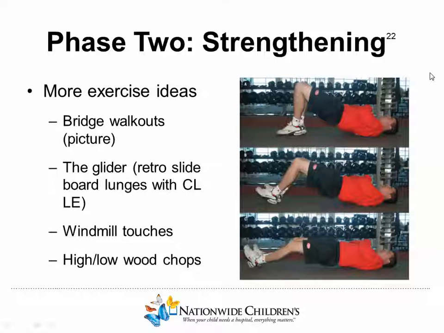A couple other strengthening ideas in this phase, which will be covered a little bit more in depth in the lab part of this lecture, but some bridge walkouts, which are in the picture, the glider, which is just using your slide board and having them do kind of a retro lunge with that non-injured leg, having to stabilize and do all of the work with their injured side. Some windmill touches to start getting into that eccentric strengthening, and then high-to-low wood chops, which is a great way to work in some core strengthening.